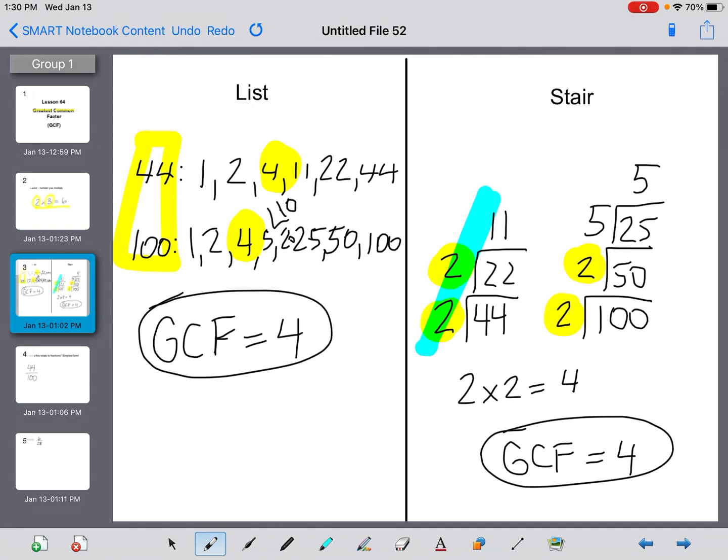Okay, so we come to the same answer no matter which method you use. Now, the last time we did greatest common factor, I made you practice both methods, but for today, you can choose which method you prefer. It doesn't matter to me which of the methods you use, both of them work.